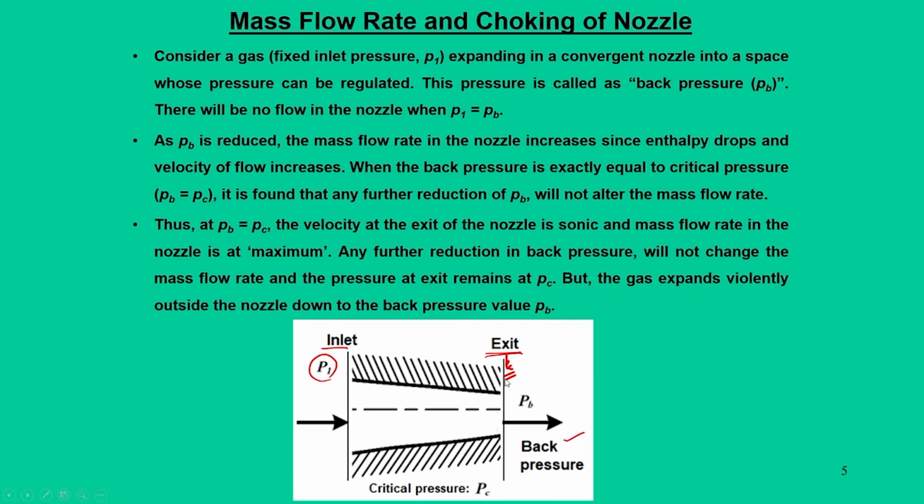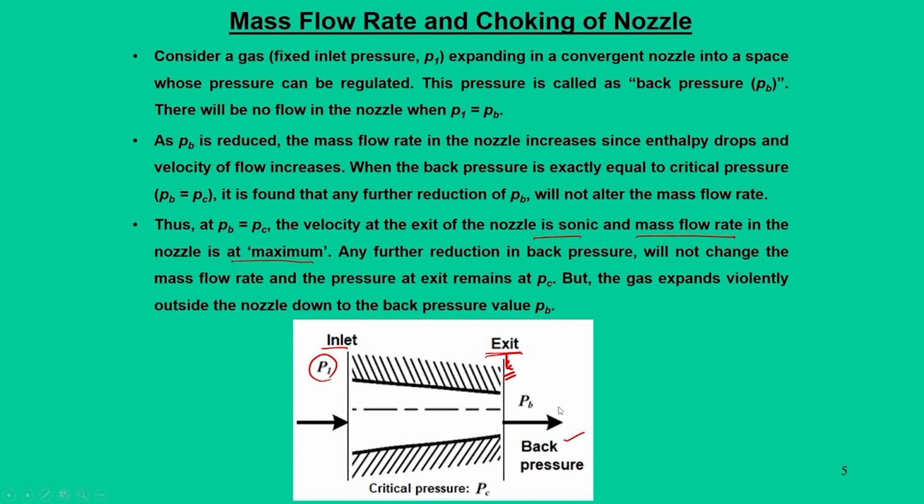So, that way we can find out the mass flow rate at the exit, and that state when the flow is sonic, the mass flow rate will be maximum. But what will happen if there is any further reduction in the back pressure? The mass flow rate will not change, but the gas will expand very violently at the exit of the nozzle.